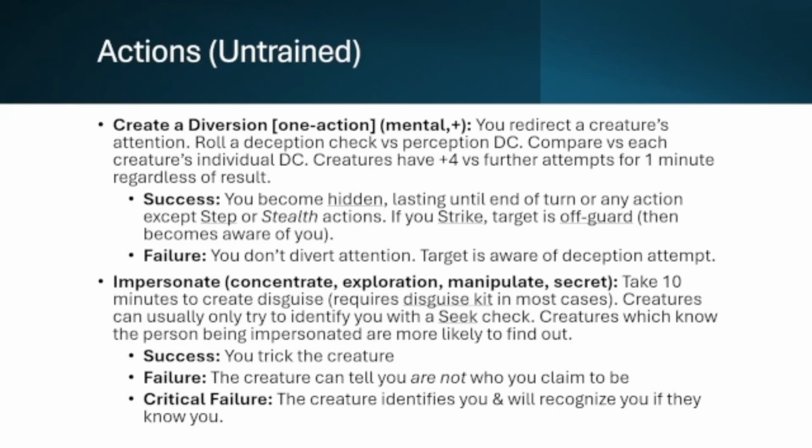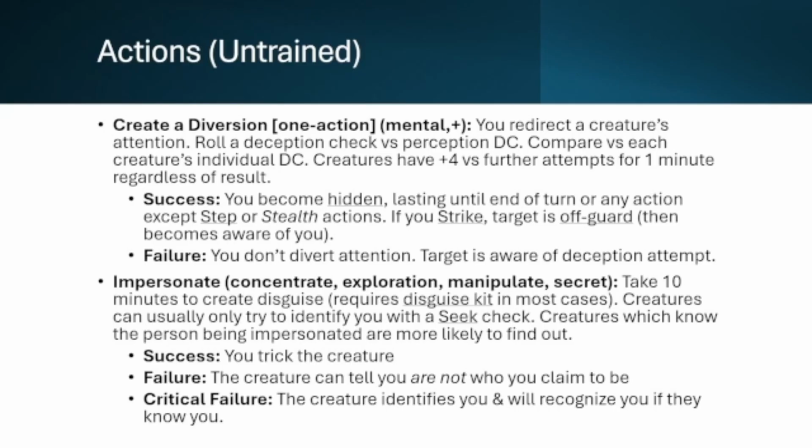The second untrained deception action is Impersonate. It has 4 traits. Concentrate, meaning that you have to basically keep it up a little bit. Exploration, meaning that it can't be used in combat. Manipulate, meaning that you have to move items around. This can trigger certain counter abilities. And Secret, meaning that the GM rolls the check and the player doesn't actually know what they got. It's just how the effects happen that lets the player know what happened.